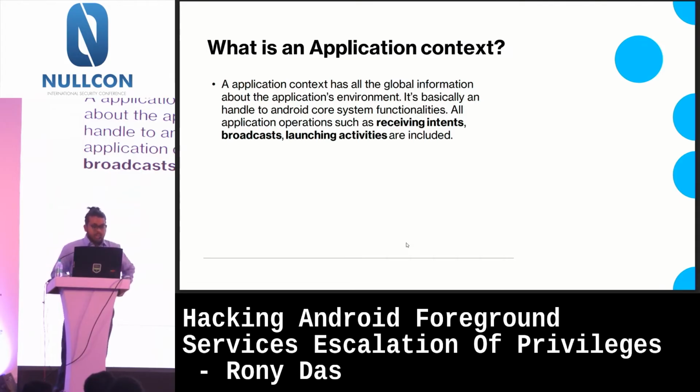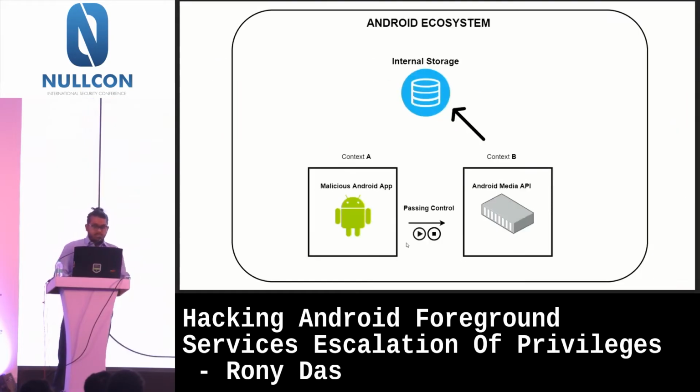What is an application context? An application context has all the global information available. Every application has activities, and every activity has its own context. There could be multiple activities in a particular application, and every activity has its own context. Those contexts get access to intents, broadcasts, and launching activities. It basically gives access to all Android core functionalities, and this will be very important to understand the bypass. So let's discuss how the bypass is going to work for the microphone.